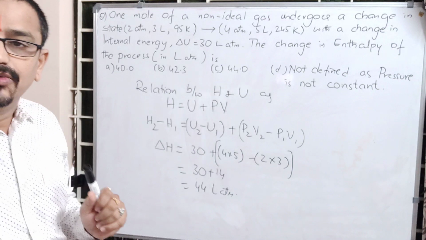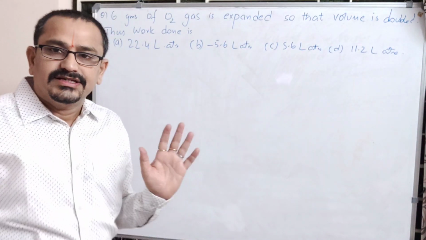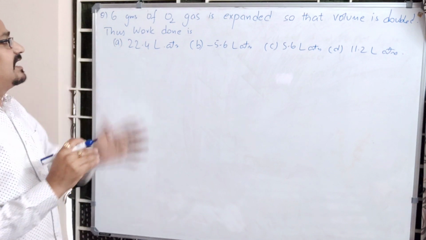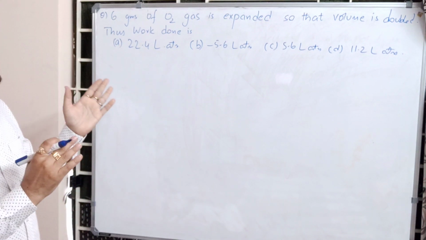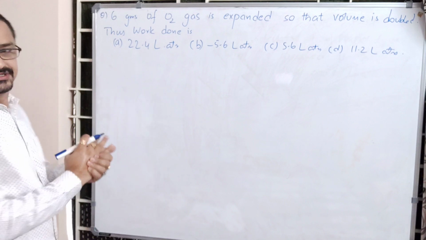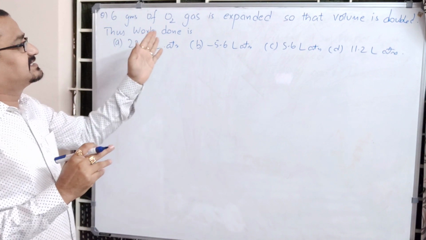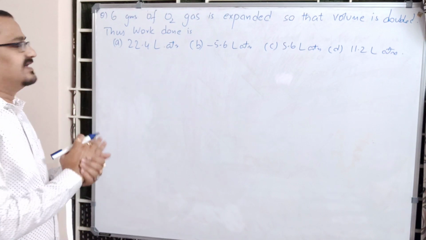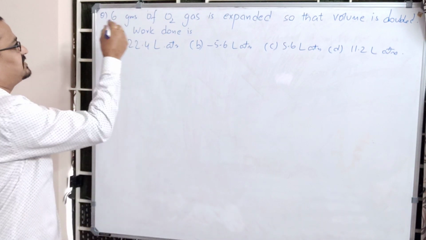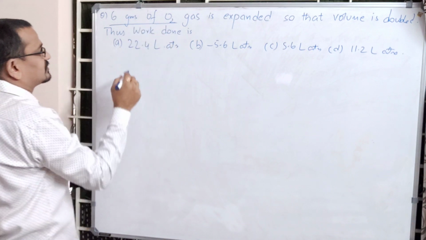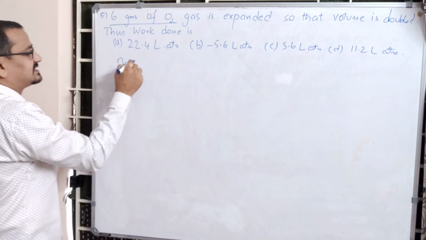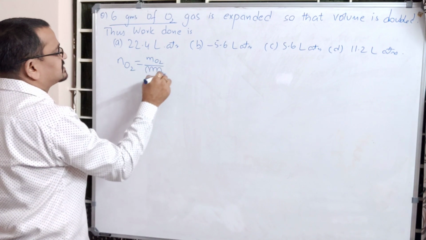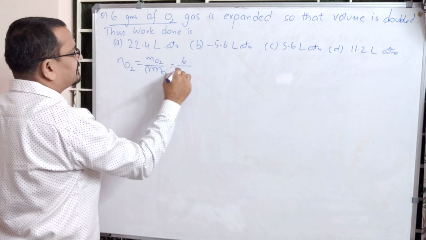Let us see one more question. So this is another numerical for us from thermodynamics. 6 grams of oxygen gas is expanded so that volume is doubled. The work done is, see here, initially it is given with 6 grams of oxygen. See, the number of moles of oxygen gas can be calculated as mass of oxygen by molar mass of oxygen gas, that is 6 by 32.